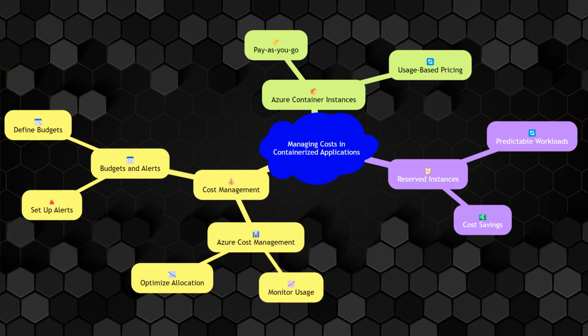Managing costs is crucial when running containerized applications. Azure Container Instances offer a pay-as-you-go pricing model, allowing you to optimize costs based on usage. To manage costs effectively, monitor your container usage through Azure Cost Management and set up budgets and alerts. Additionally, consider using reserved instances for predictable workloads to benefit from cost savings. By keeping an eye on your usage and optimizing resource allocation, you can run your containers cost-effectively.